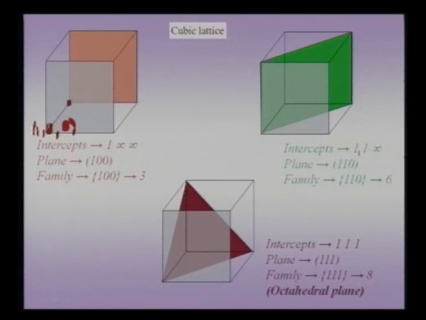The family of planes I would represent within these kind of brackets as 1, 1, 0, and the number of members of this family is 6, while the number of members of the 1, 0, 0 family was 3.